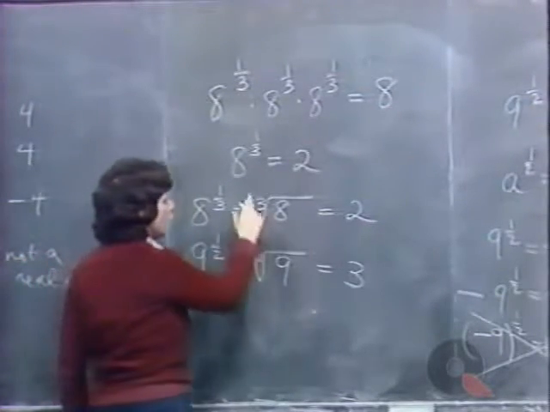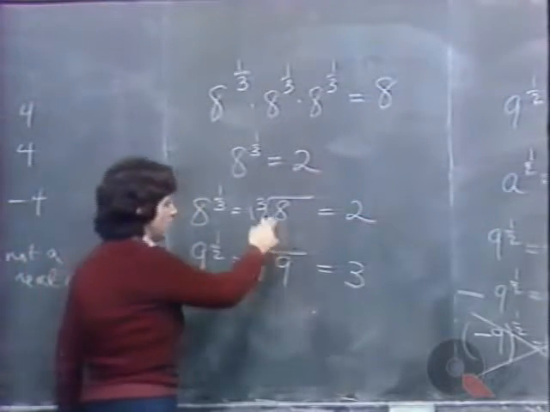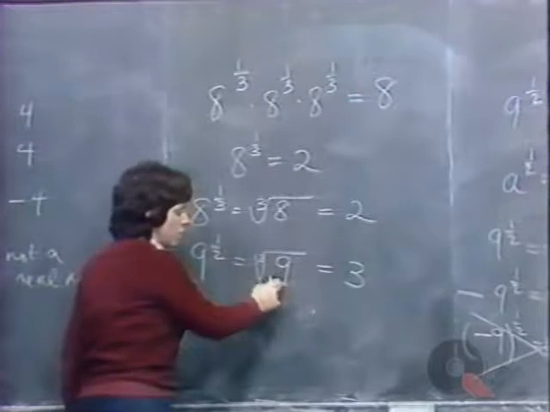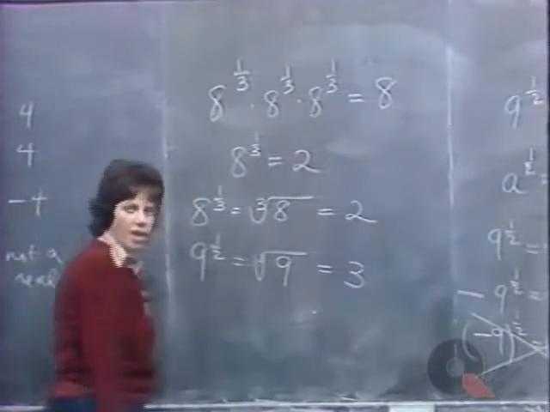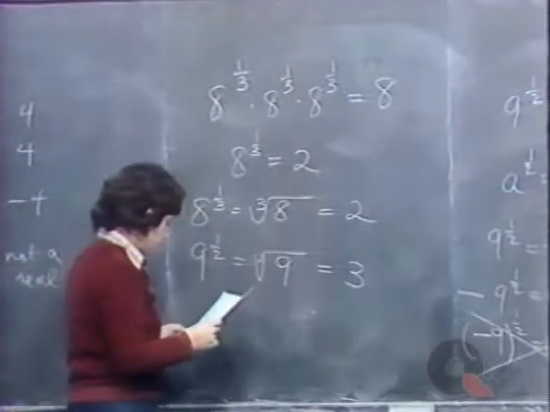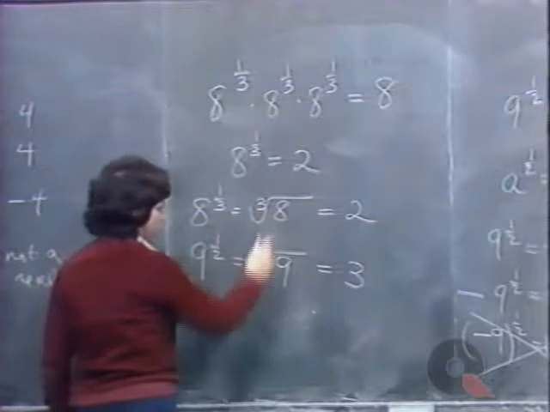This is the cube root of 8. That is that number which, when multiplied by itself 3 times, gives you 8. This is the square root of 9. That is a number which, when multiplied by itself twice, gives you 9. Okay, 8 to the 1/3 I could figure out exactly.